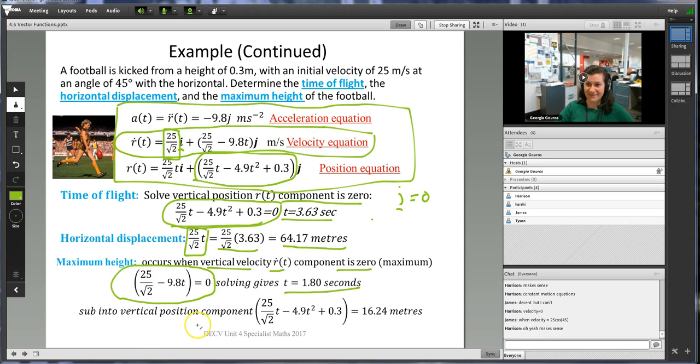So then we can sub that in. If we sub t is equal to 1.8 into the vertical component of the position vector, we can work out how high this thing actually travelled. So subbing that in, this thing travelled 16.24 metres in height. That's the highest point it got to, that football. It's a pretty good kick, I don't know.